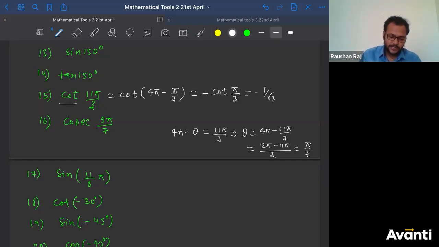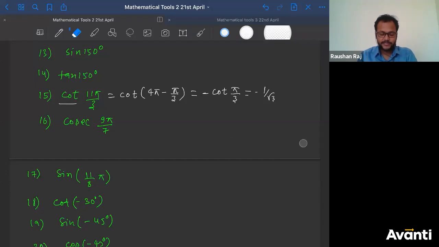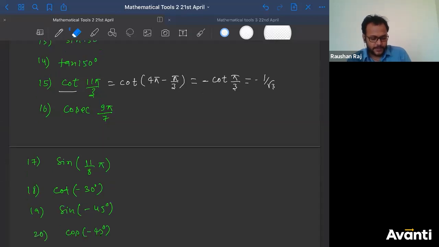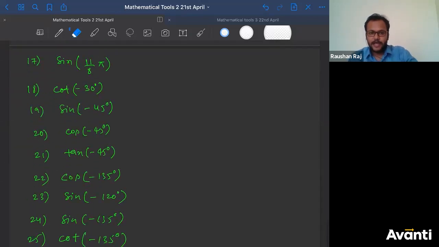Understood? Similarly, if you have done question number 15, you can solve question number 16 also, doing the same analysis we have done so many times for n pi by 7, 11 pi by 3. You have to do it in the same way. Okay, let's go. Now let us go to negative angles. Negative angles we will talk about.